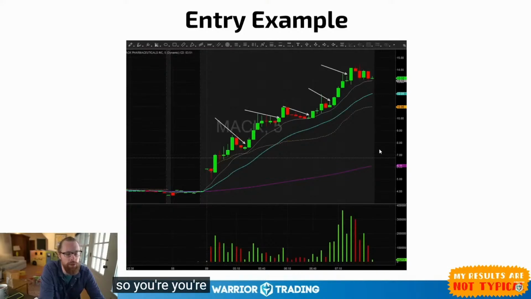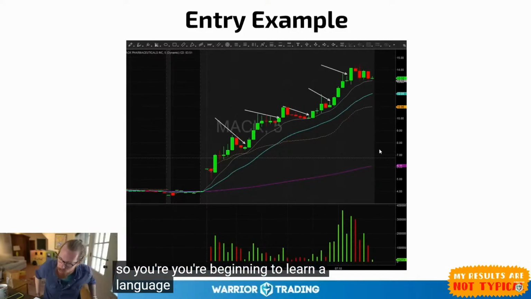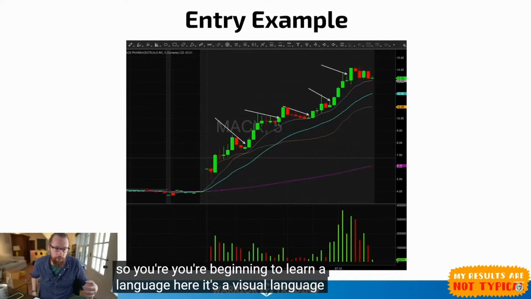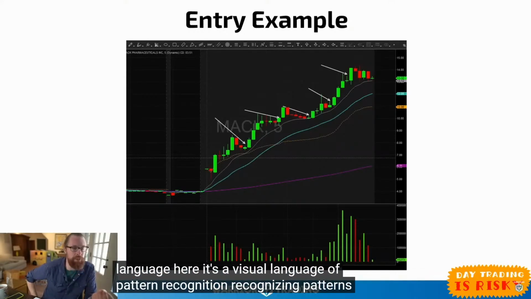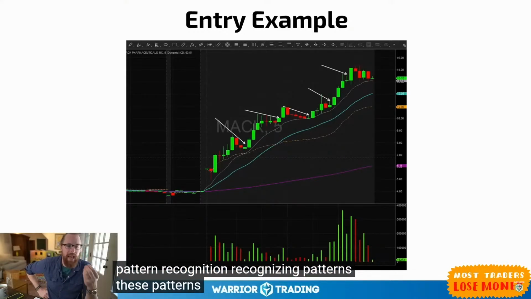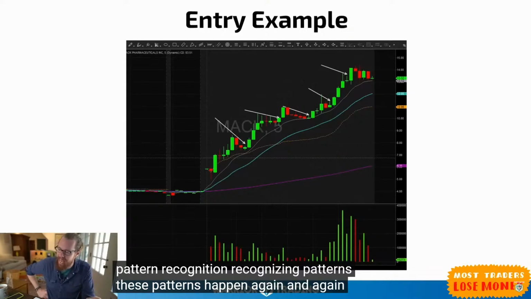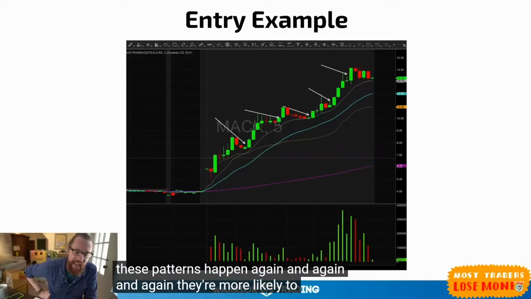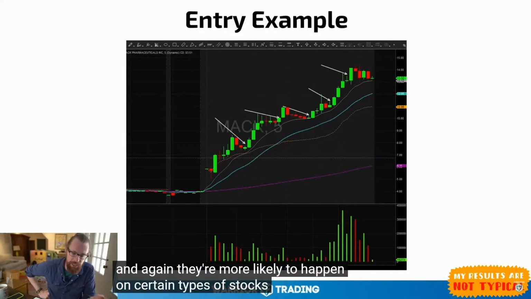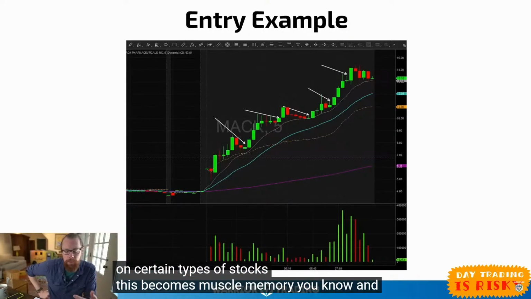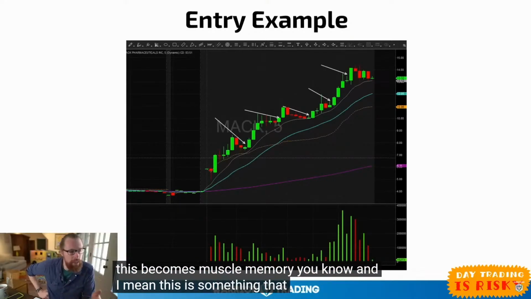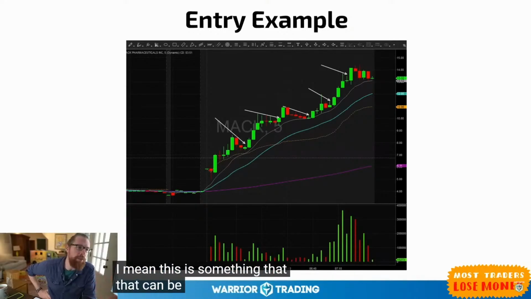So you're beginning to learn a language here. It's a visual language of pattern recognition. These patterns happen again and again and again. They're more likely to happen on certain types of stocks. This becomes muscle memory. This is something that can be learned, but it takes time.